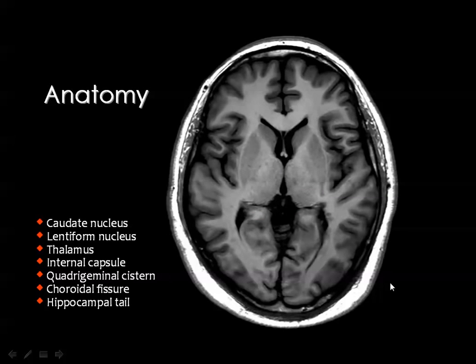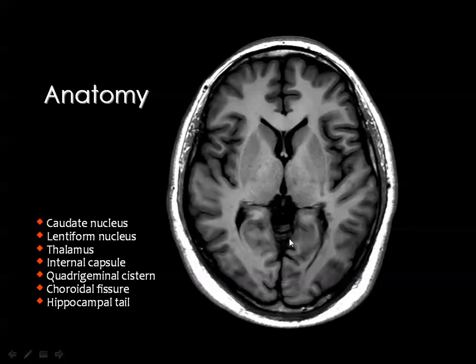Then look at the anatomic details here. Can you see the head of the caudate nucleus? Yes, and this is the lentiform nucleus, and here is the site of the thalamus, and you can identify the region of the internal capsule. Then you remember the quadrigeminal cistern, which was bordering the posterior aspect of the midbrain.